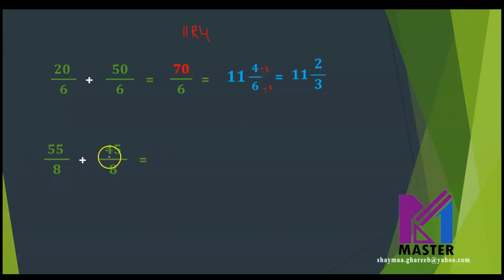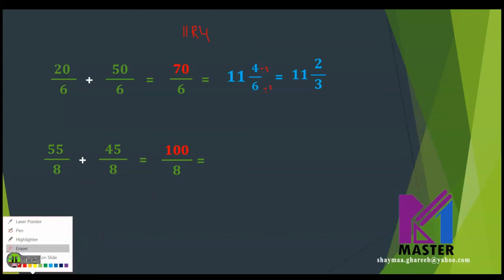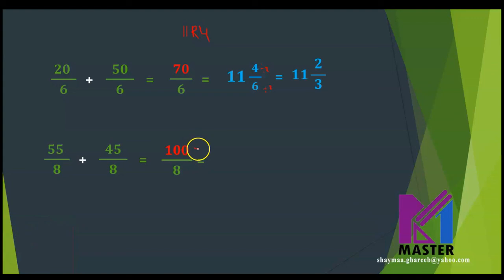55 over 8 plus 45 over 8. So the answer will be 100 over 8. So I can simplify this fraction by dividing up and down by 4. When we divide the 100 by 4, let's write it down here that we are going to divide by 4 up and down. So 100 divided by 4 equals 25, and 8 divided by 4 equals 2. So the answer will be 25 over 2.